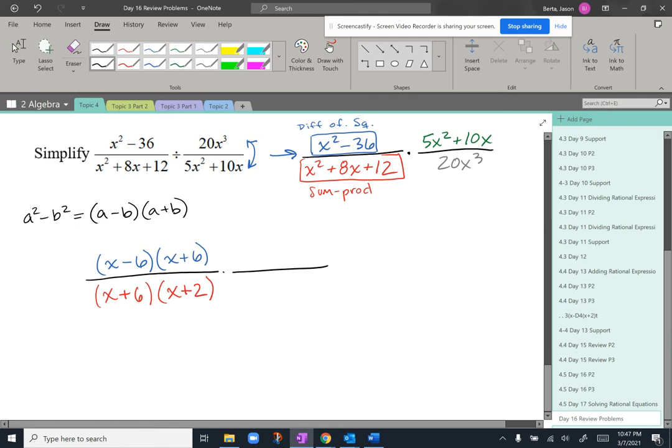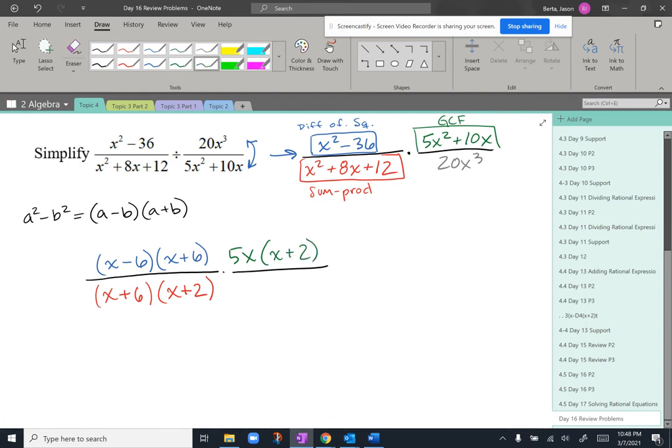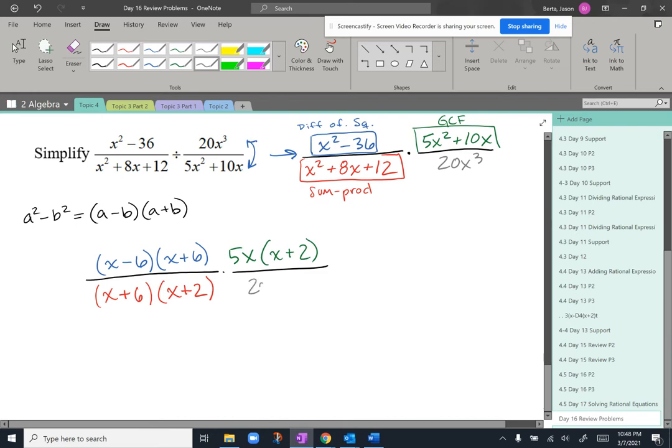All right, let's go ahead and factor the green term here. For this one, I notice that there's a greatest common factor. I can take out a 5x from both of those terms, and when I do, I'm left with x plus 2. So that's a good way to factor that one. And then the very last term, I don't think I can factor at all, so I'm just going to leave that as 20x cubed for now.